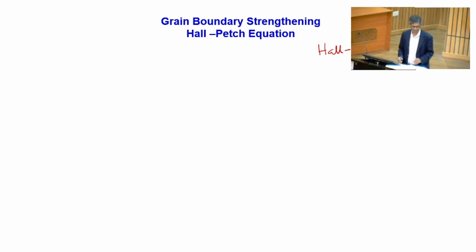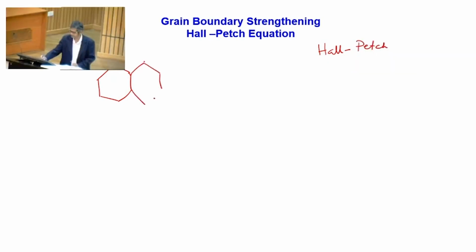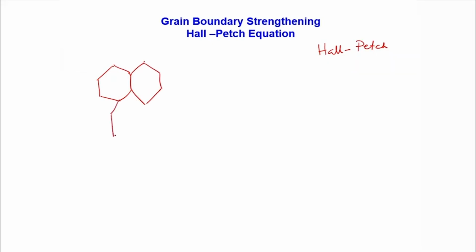So what they said is very simple, very, very simple. So if you have grains like this, right? These are the grains. As you see, this is the dislocation pile up at the boundary. Okay, let me put a different color. So suppose this is the boundary on which the pile up is happening. Okay, and you can always draw another grain here.